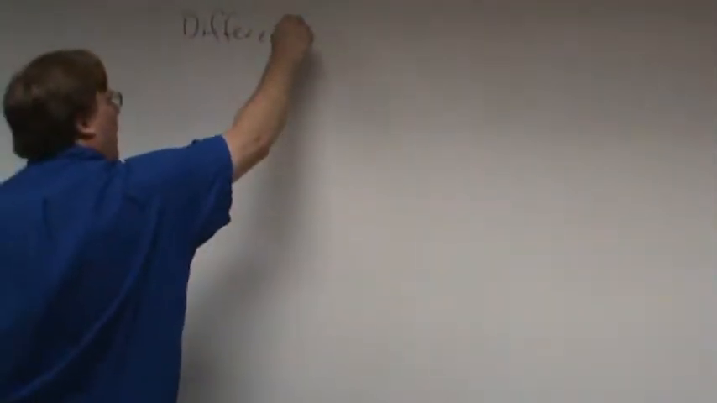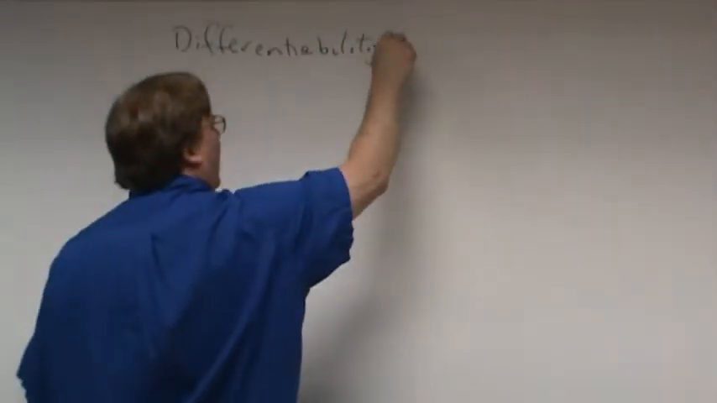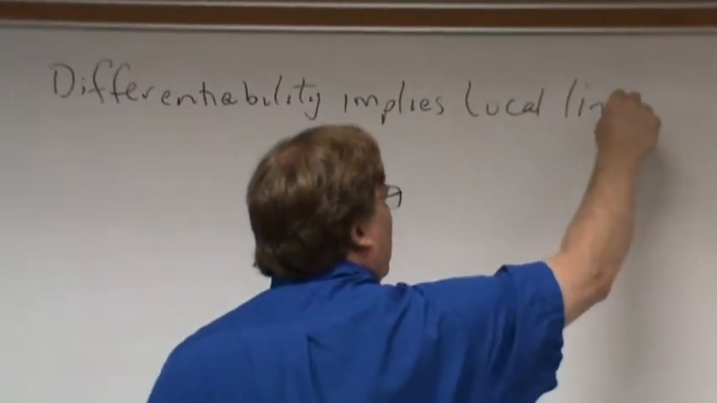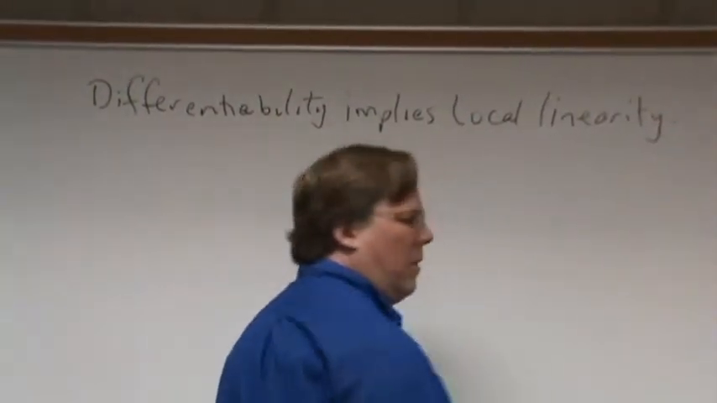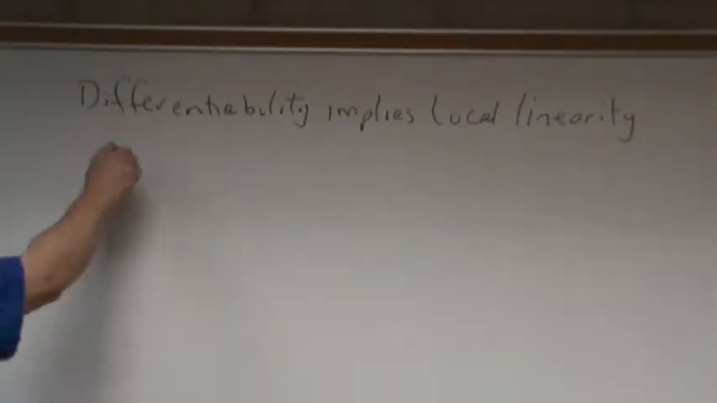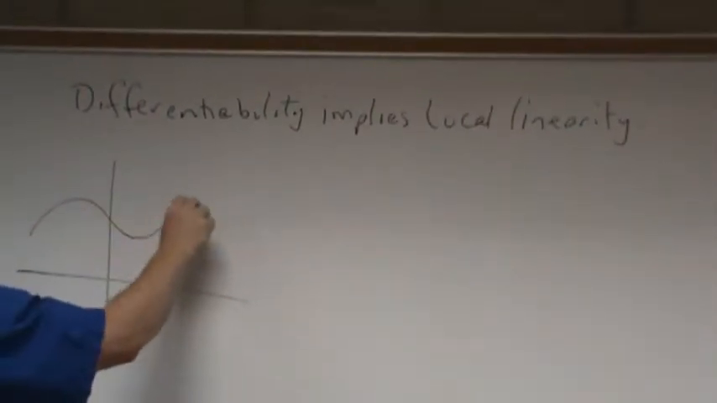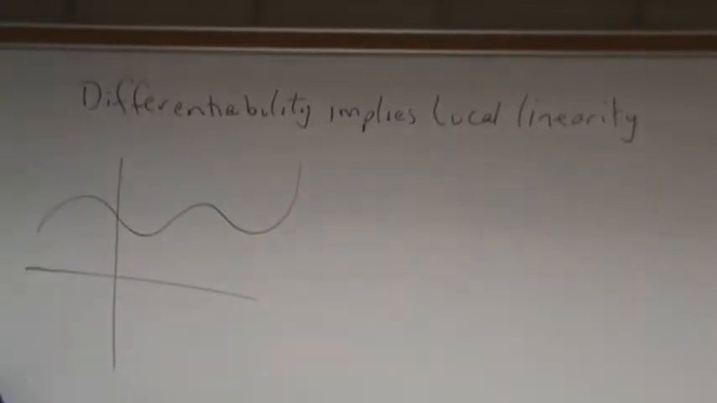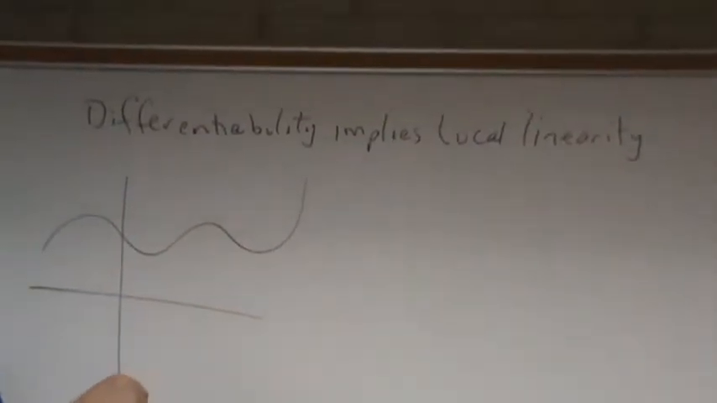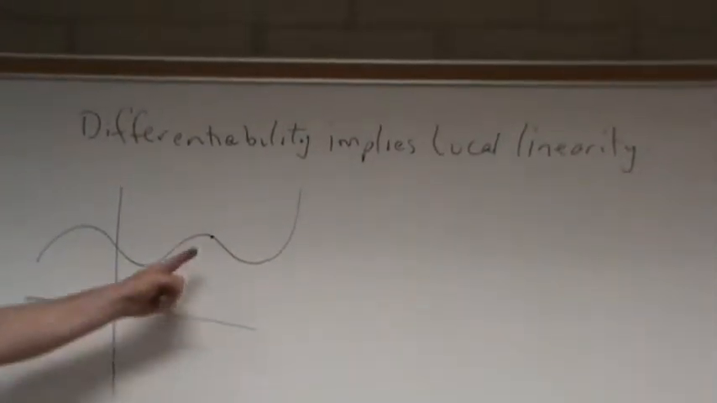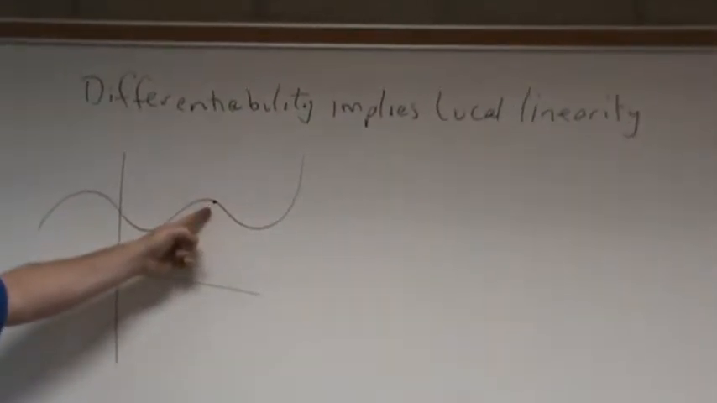Okay, the first thing, differentiability implies local linearity. Okay. If I have a function like that, let's say, okay, and I decide, you know what? This is a curvy graph, but what about the neighborhood about that point right there? I mean, the graph is curvy right there, correct?